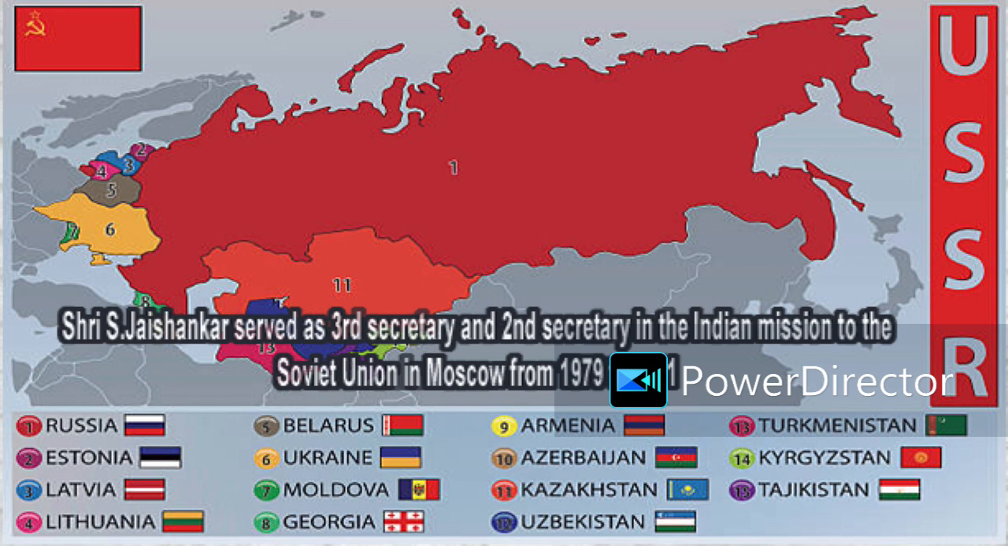After joining the Indian Foreign Service in 1977, Jaishankar served as a third secretary and second secretary in the Indian mission to the Soviet Union in Moscow from 1979 to 1981, where he studied Russian. He returned to New Delhi, where he worked as a special assistant to the diplomat Gopalaswamy Parthasarathi and as under secretary in the Americas division of India's Ministry of External Affairs dealing with the United States.